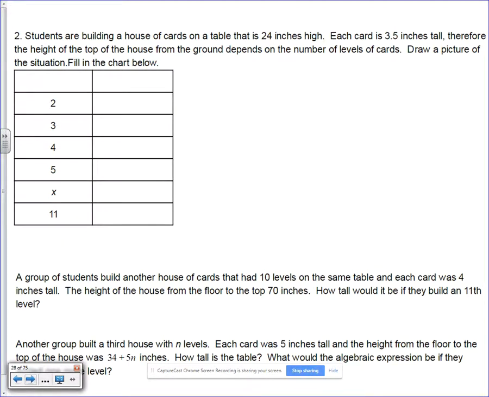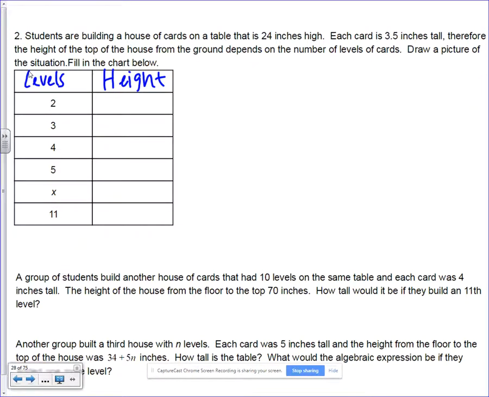The levels is the input. That's what's changing. The levels is what's changing. How many levels of cards do we have? So then once I know how many levels I have, what would I be calculating? What would that tell me? How high it goes, the height. And like you said before, that would be in inches.